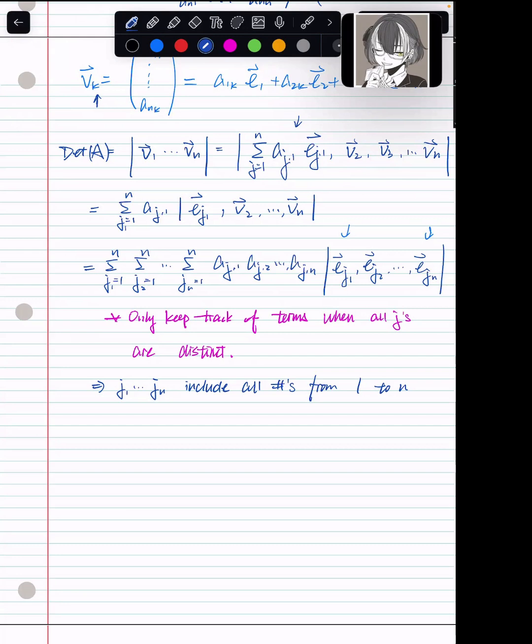So in this case, when we are doing the sum, we need to consider each case of J1 through Jn. Basically, that means there could be one case where J1 equals 1, J2 equals 1, all the way to Jn, they all equal 1. So we're only considering E1, E1, and all the way, n E1s. And in this case, our determinant will be 0.